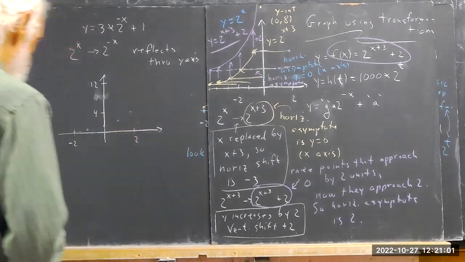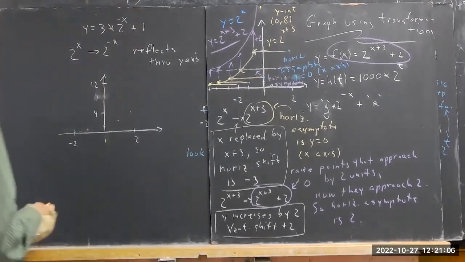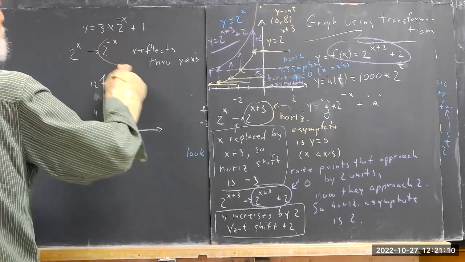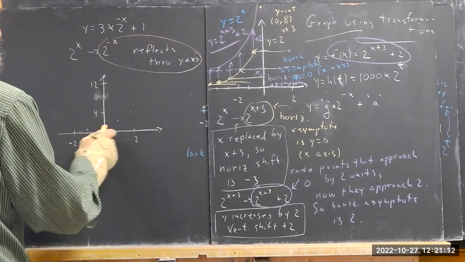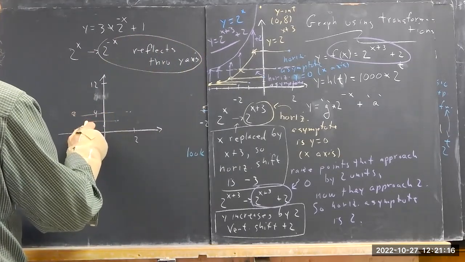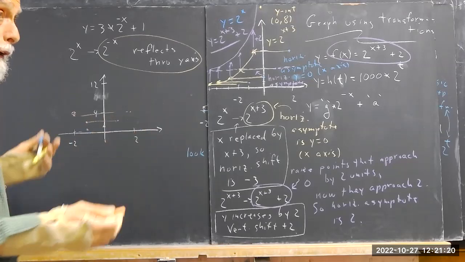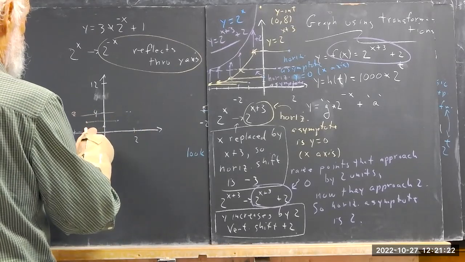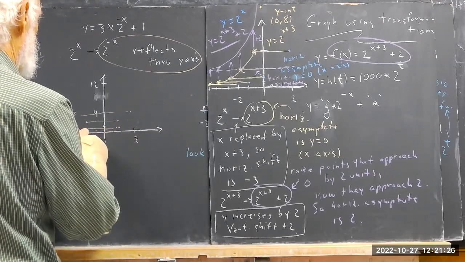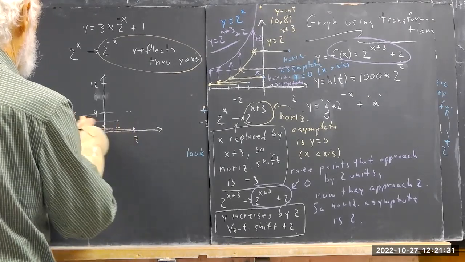And what are we going to do now? We're going to reflect. So the reflection takes every point here and moves it over here. This point is on the y-axis, so its reflection is itself. And then this point moves to this side. This point moves all the way to here.